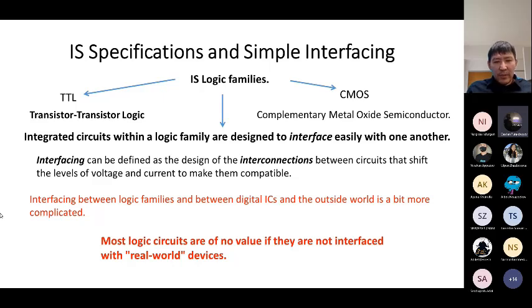Okay, so most logic circuits are of no value if they are not interfaced with real-world devices. That is actually the goal of a digital system. Any digital system is interfaced with the real world. For example, our computers give us useful information in terms of video, audio, and text. So it's meaningless to work with it when we don't have any real-world applications.